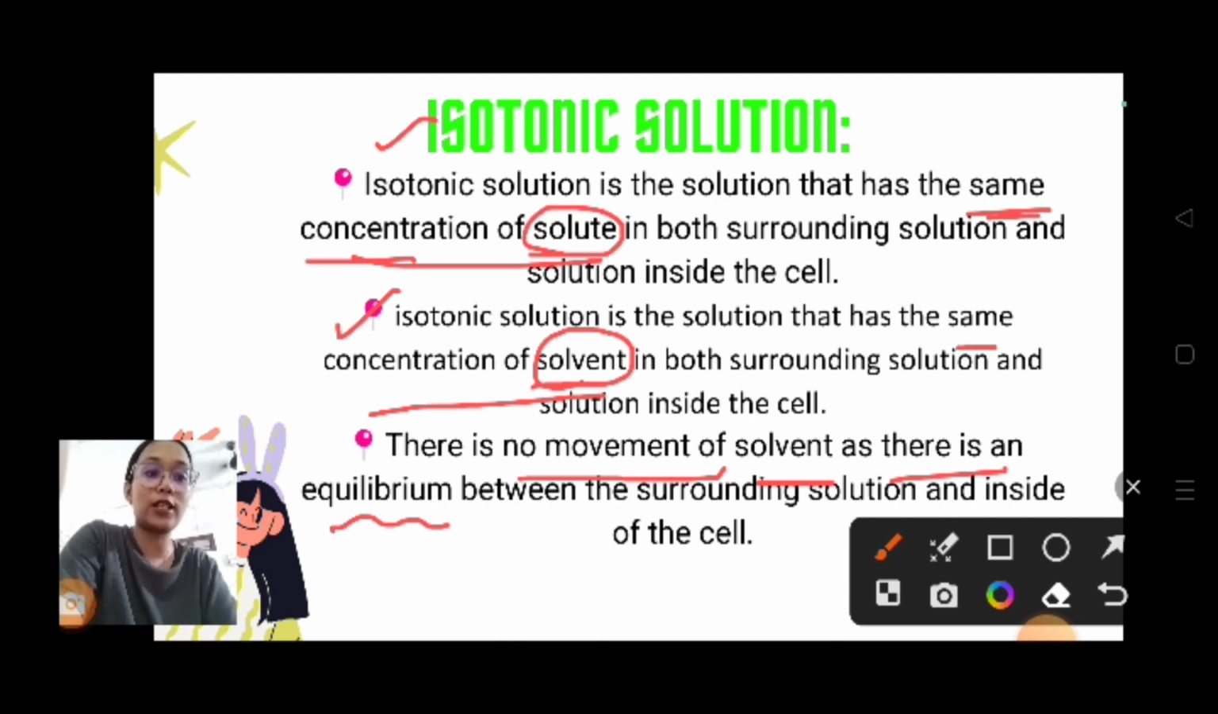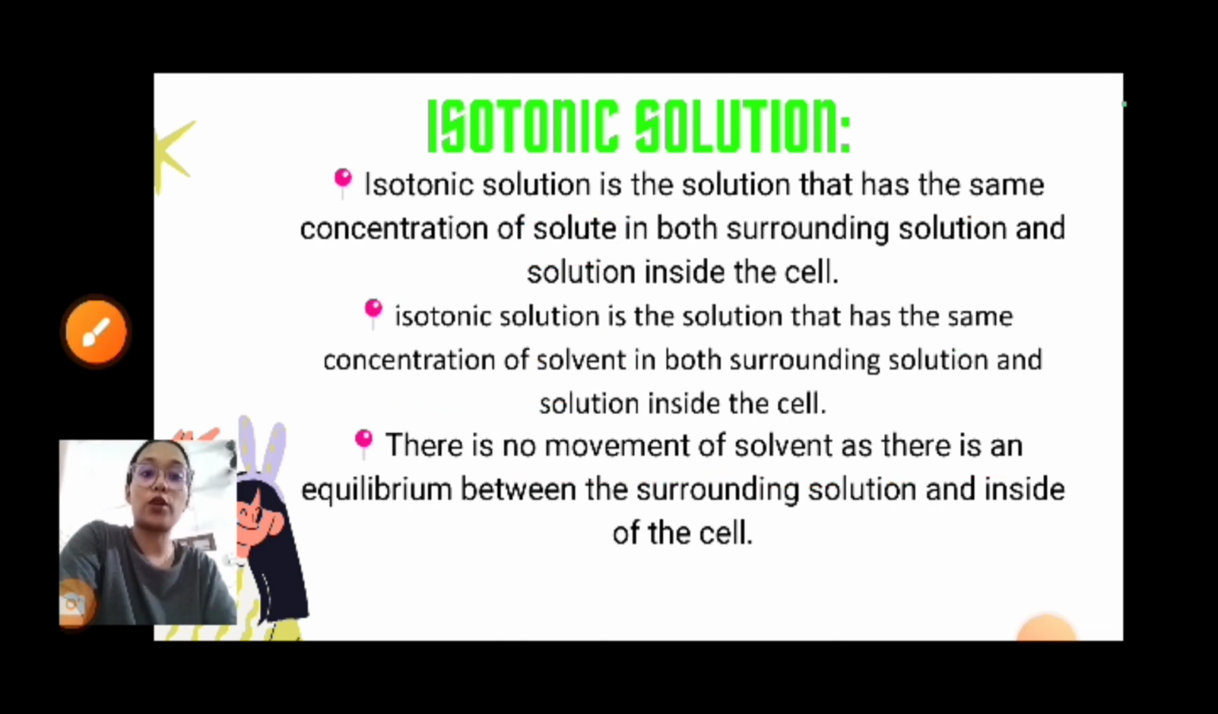Understanding the three types of solution? So what will happen to the cell when you put it in different solutions? In hypotonic solution, the cell will swell. In hypertonic solution, the cell will shrink. And in isotonic solution, no change happens. Okay? Clear this concept?